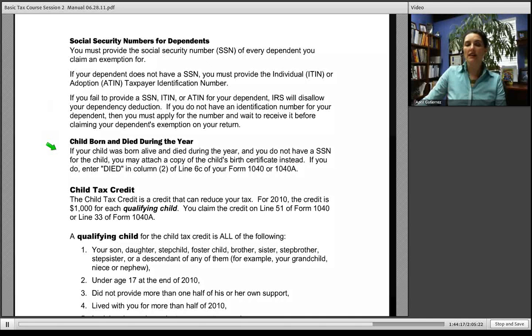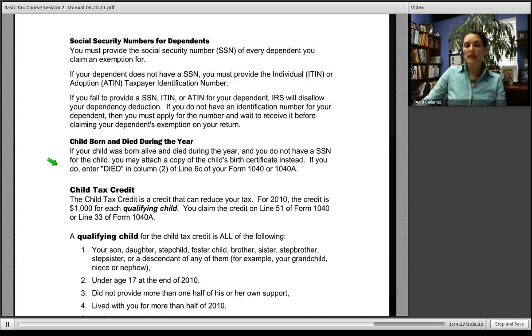Child born and died during the year. If your child was born alive and then died during the year, and you do not have a Social Security number for the child, you may attach a copy of the child's birth certificate instead. If you do, enter "died" in column 2 of line 6C of your Form 1040 or 1040A.